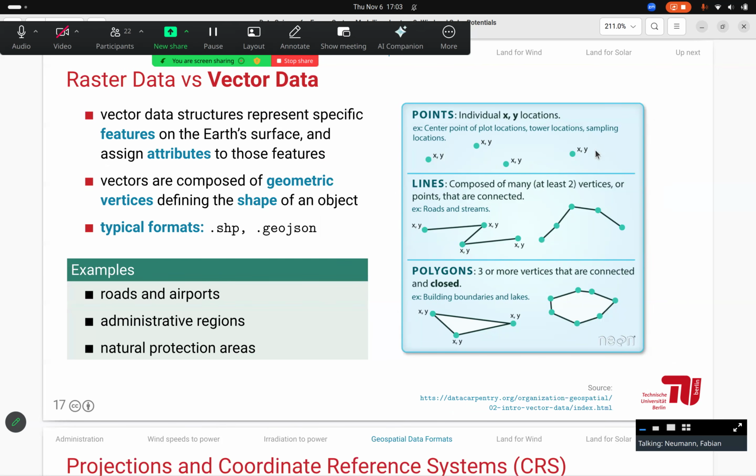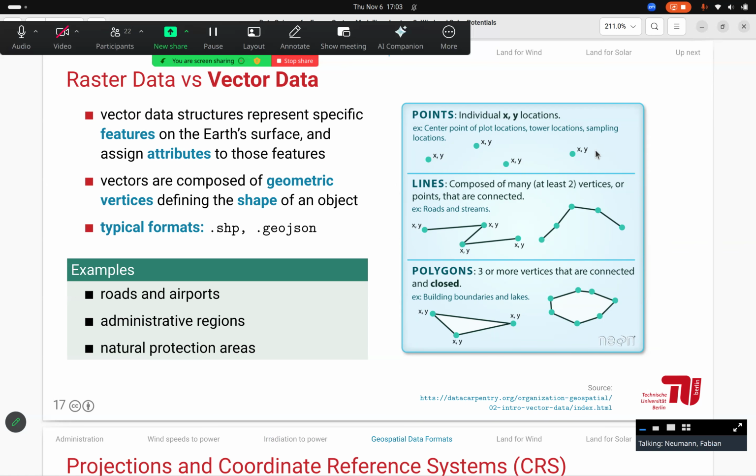Vector data is different in the way that, rather than being pixels and fixed rasters of fixed size, vector data structures can represent specific geometric forms. For example, points, lines, or polygons.